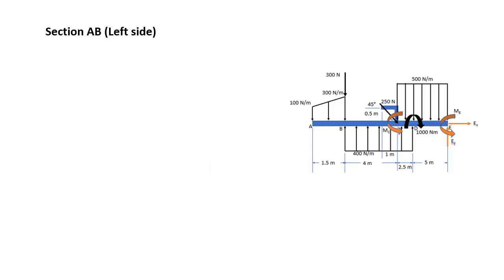So we would now do section AB. Take note that I have already discussed this to you in class. We will just recap. Section AB would be somewhere between A and B here. Since the left side of the section would be a lot shorter than the right side, we would of course use the left side of the section. The applicability would be from 0 to 1.5, x being 0 to 1.5.